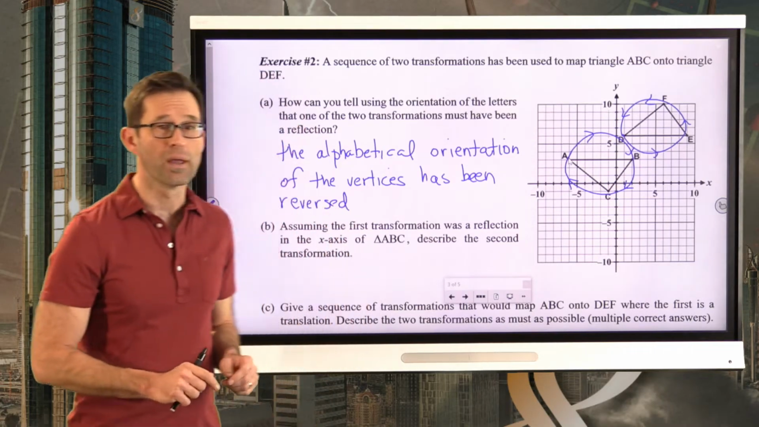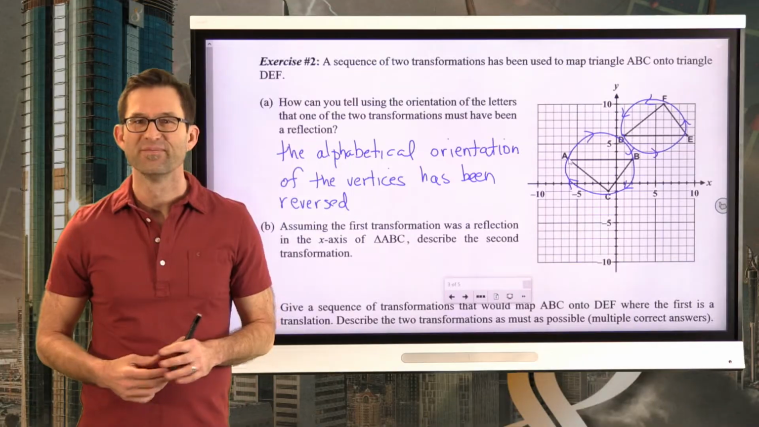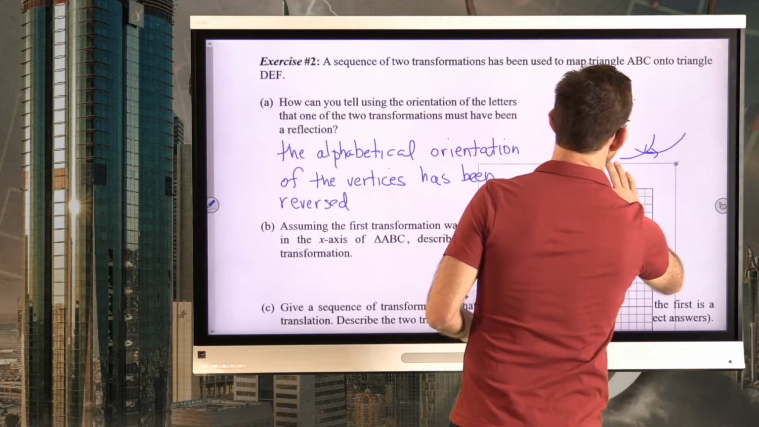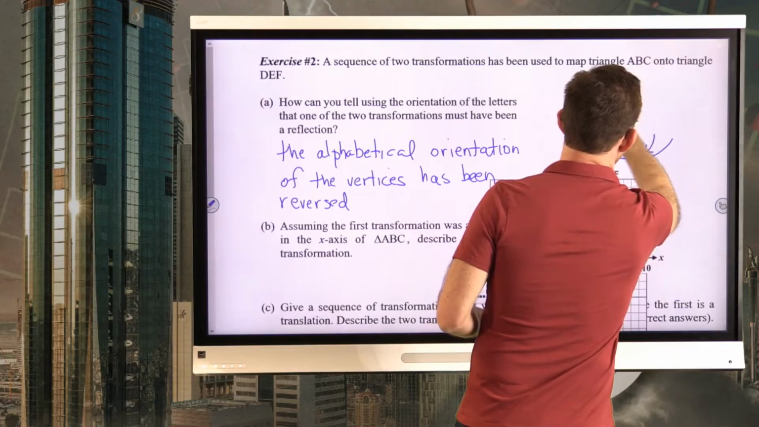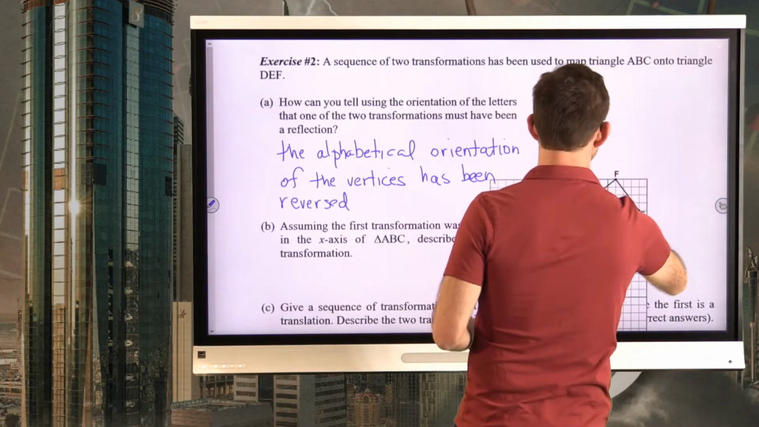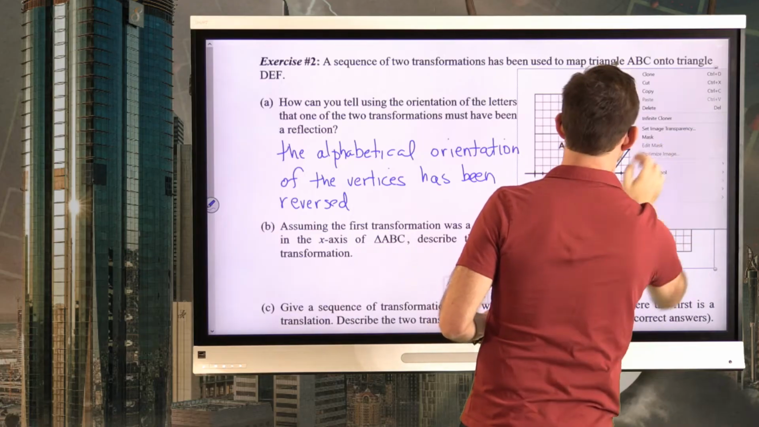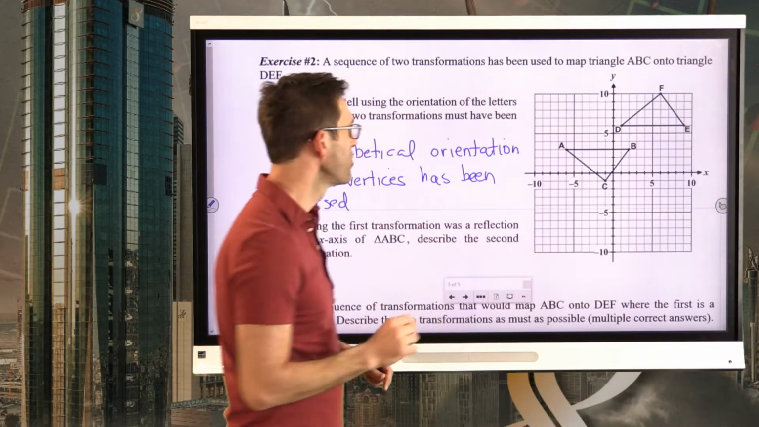Let's take a look at letter B. Assuming the first transformation was a reflection in the x-axis of ABC, describe the second transformation. All right, well, I'm going to erase all this stuff because we don't need it, and then I'm going to toss my graph grid all over the place. We'll just move it back to where it needs to go. Give me just a second to lock it down. There we go. Now nicely locked into place.